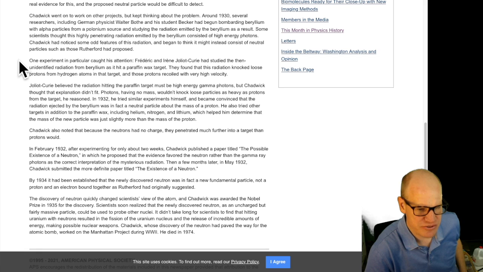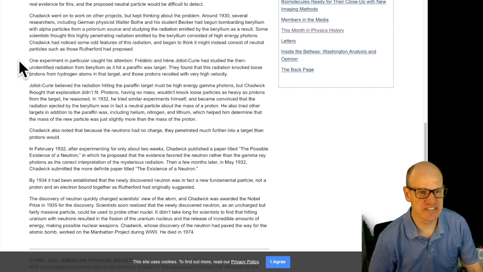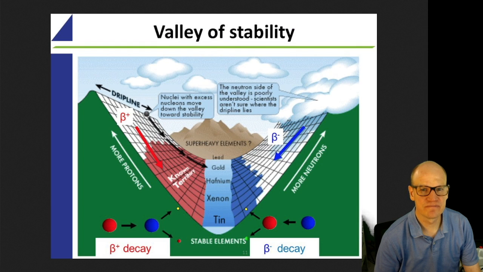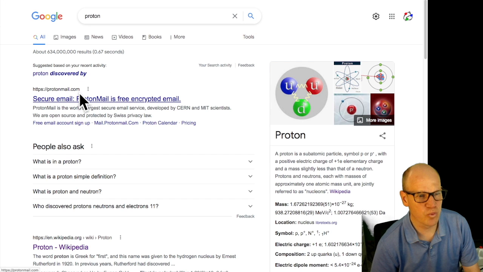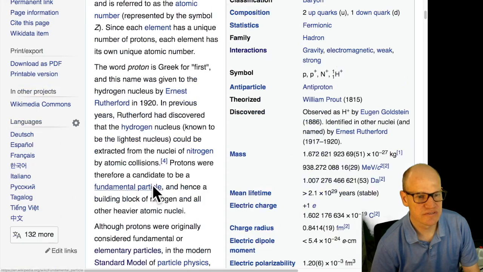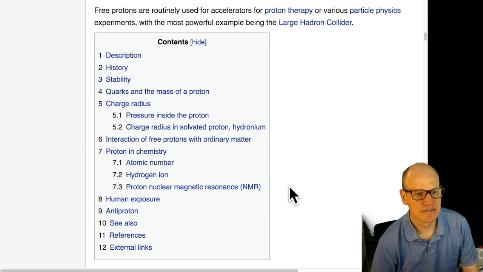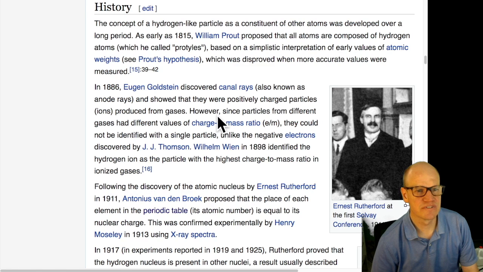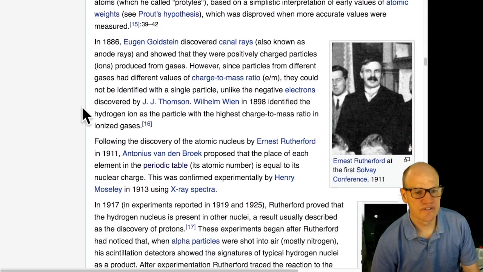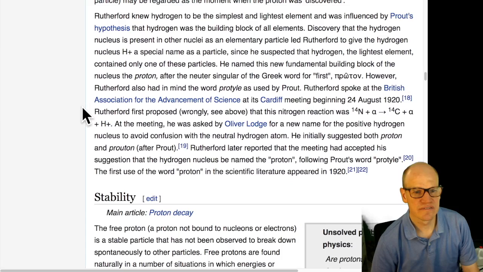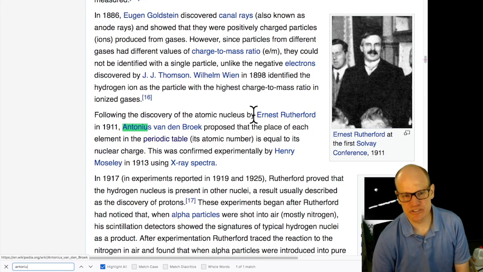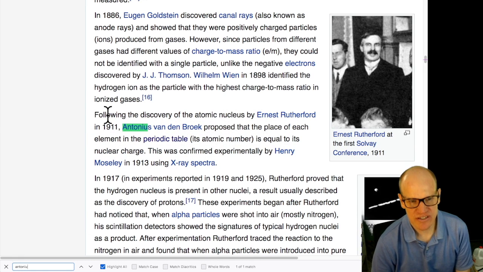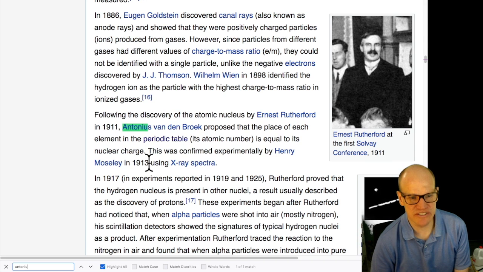Okay, the Wikipedia page for the proton has a history section. Apparently some guy called Antonius van den Broek figured out Z. I apologize for this distraction, but it's important that we get the history right. So Z is just the atomic number. Following the discovery of the atomic nucleus by Rutherford in 1911, Antonius van den Broek proposed that the place of each element in the periodic table, its atomic number, is equal to its nuclear charge. This was confirmed by Moseley in 1913 with X-ray spectra.